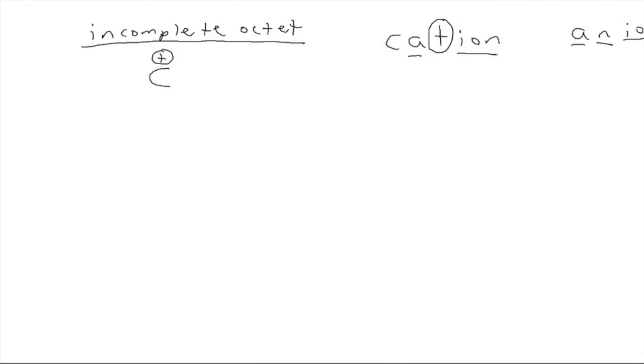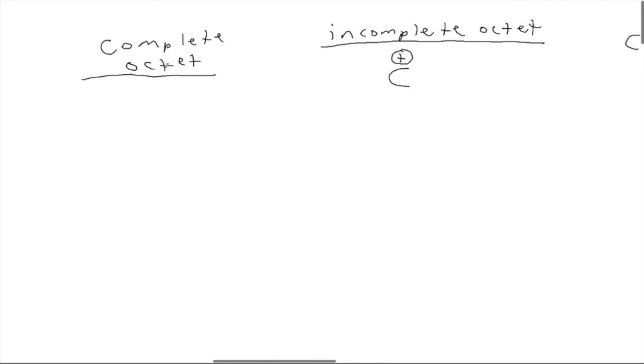So what would be the name for this? The cation. Good. Now there's a special name for carbons with positive charges. Do you know what the special name is for a carbon with a positive charge? Carbocation. Yeah. So what's the one major type of atom that has an incomplete octet in organic chemistry?